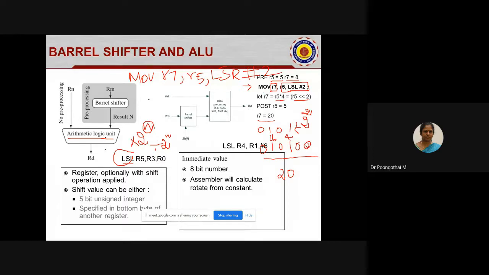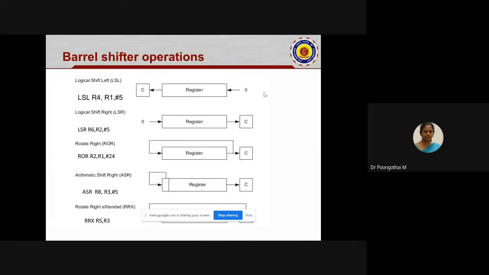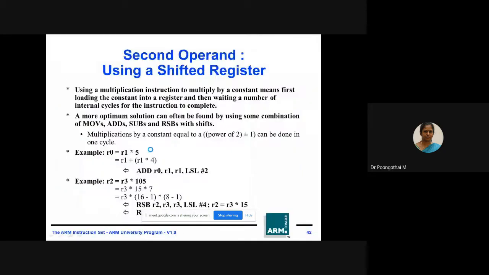Is that clear, ma'am? We have different syntax. But if we use it as per the syntax given, then LSL will be before move. Well, based on requirement, we can use it. See, look at this example. I will explain all those things, and you can understand clearly.